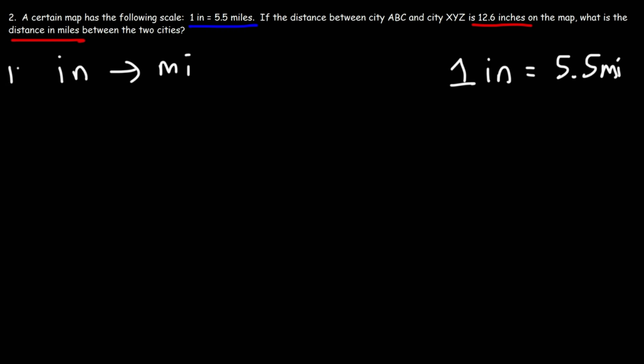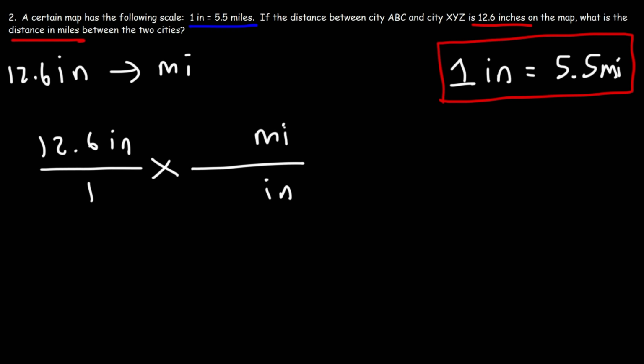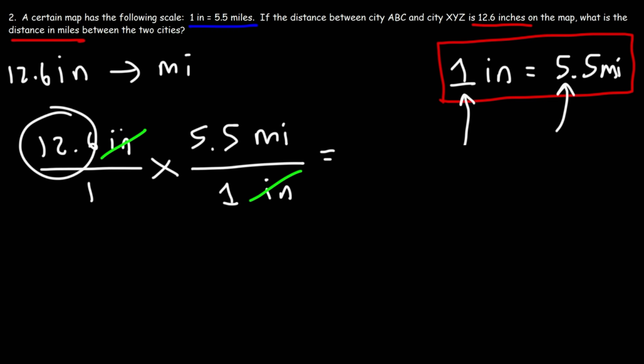So we're given 12.6 inches. We want to convert that to miles. So let's start with what we're given. And then let's use our conversion factor to complete the second fraction. So we have inches on top, we're going to put inches on the bottom. And so miles is going to go on top. There's a 1 in front of inches and a 5.5 in front of miles. So all we need to do for this problem is multiply 12.6 by 5.5.